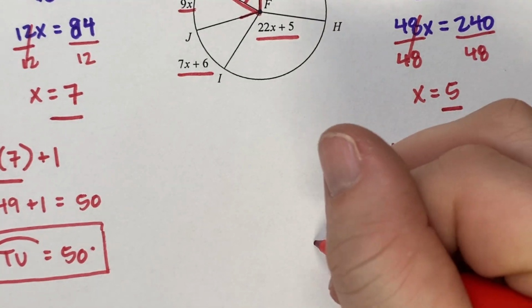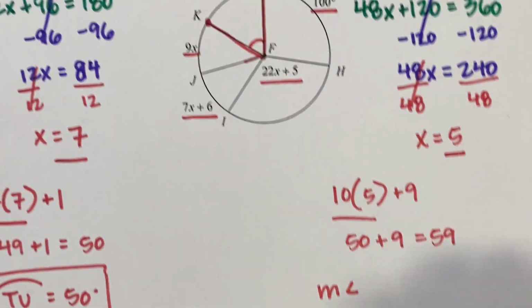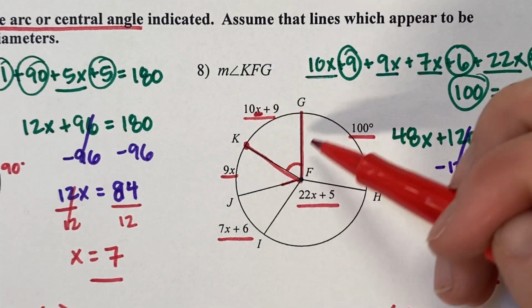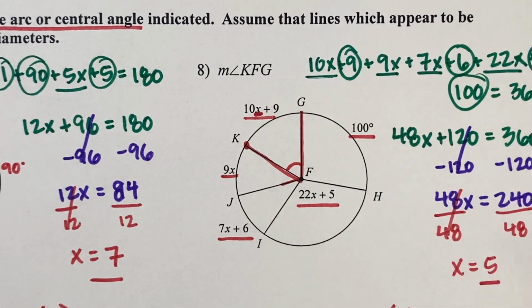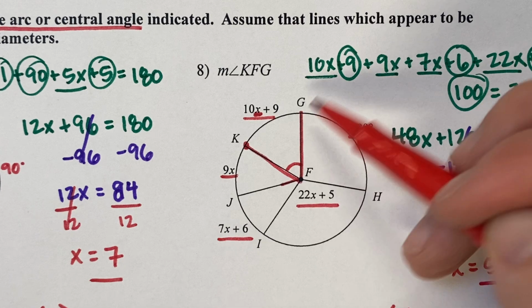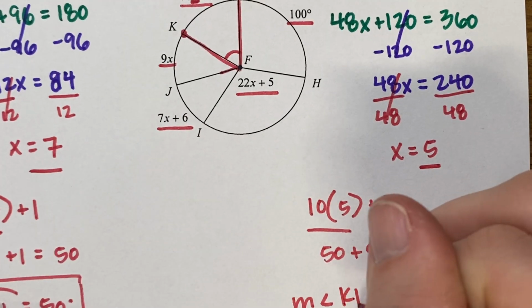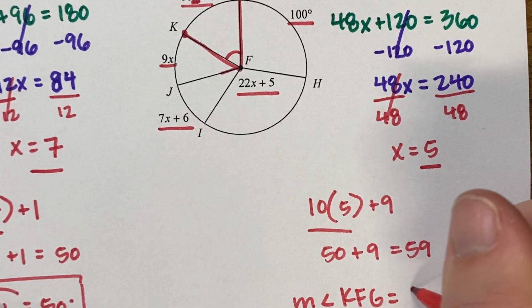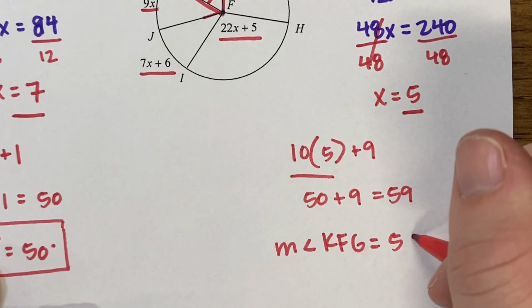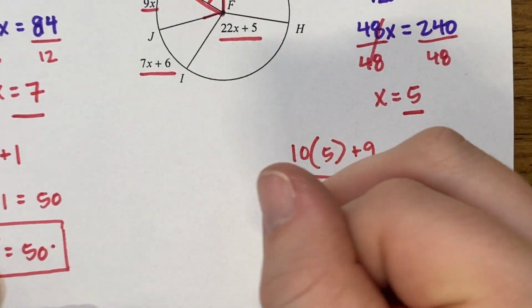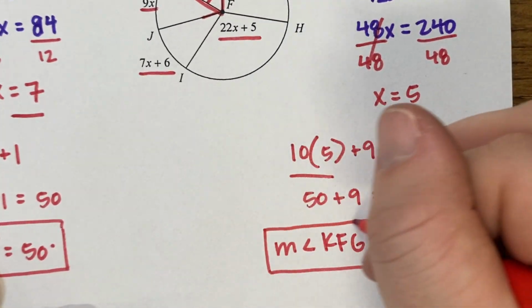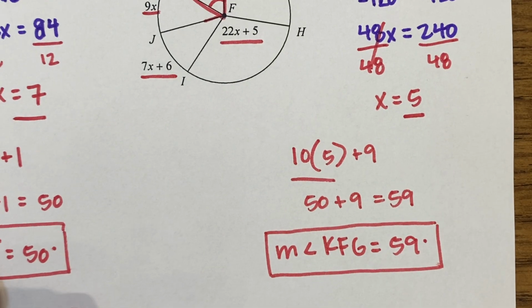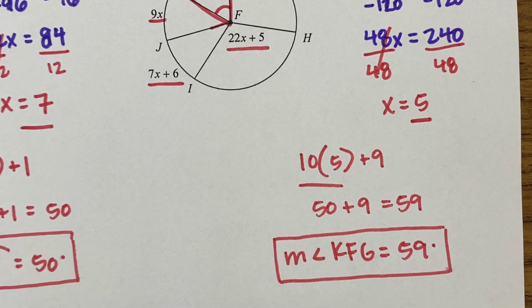So easy peasy, we know that the measure of angle KFJ, why do I keep saying J? KFG is equal to 59 degrees. And there's our final answer. I know that's a lot of steps, but those are your notes. Feel free to rewind. There's an assignment that goes with it.